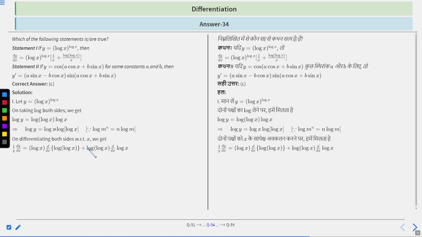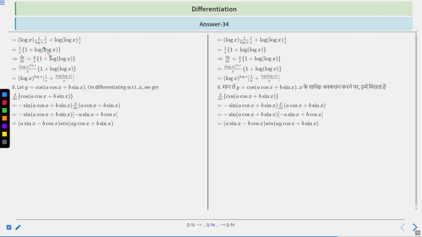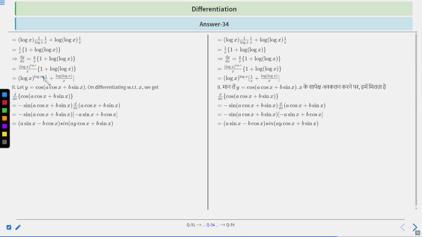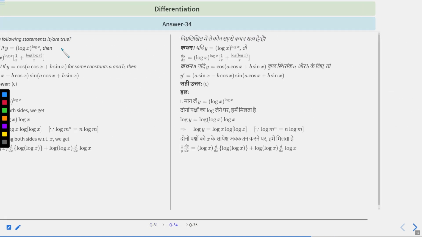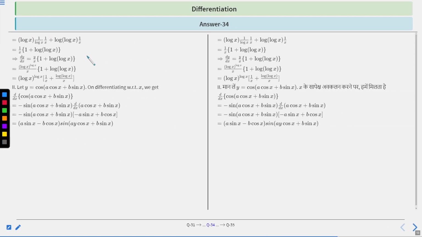This expression is equal to, again if we take the derivative of this thing, it will be log x into 1 by log x. See, the derivative of log x is basically 1 by log x into 1 by x, plus log x into the derivative of log x, which is 1 by x, log x into 1 by x. Let's take 1 by x common. So it is log x and log x will cancel out. So 1 by x common, 1 plus log x, right?